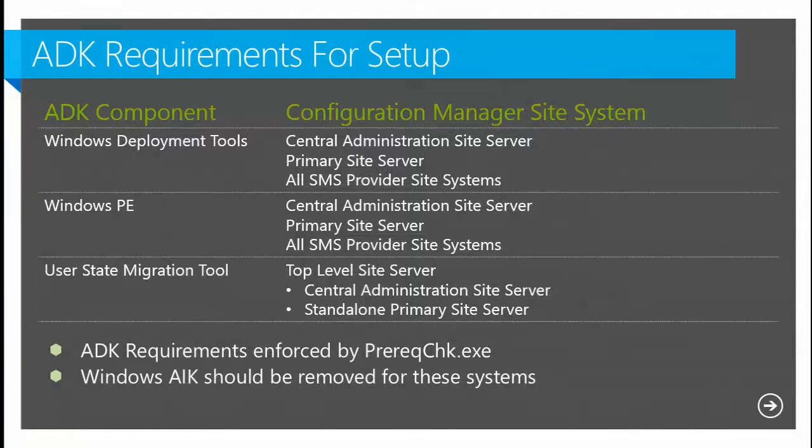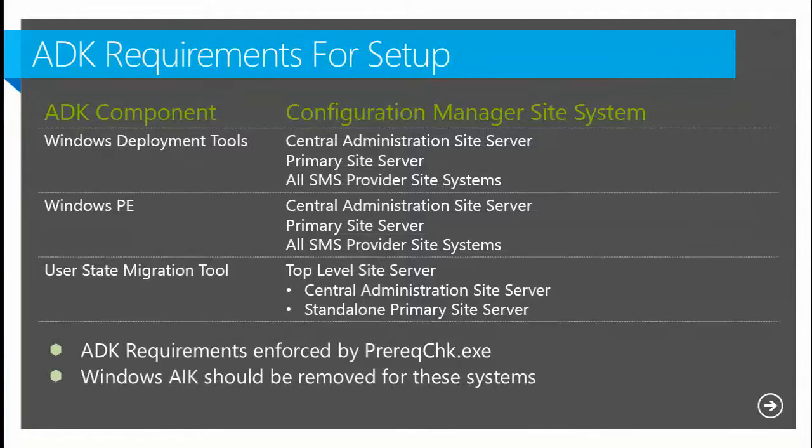So this will list out basically where you need to install each of the different components. You don't need all of the components everywhere. The one item that I'll list out here specifically is User State Migration Tool. It says the top level site server. For most of you, that hopefully is a standalone primary site. For a small handful of you, you may have a CAS or central administration site, so it would go there.